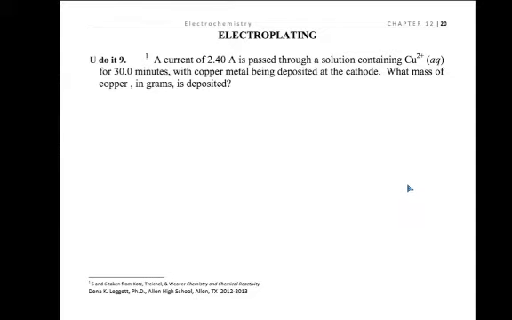Electroplating is where we're heading next. Now, in order to do electroplating, we need to just remember a few key things. The first is that plating happens at the cathode. Remember that copper ion would be reduced to copper metal at the cathode. So plating always occurs at the cathode. Remember, the cathode is the one that increases in mass.